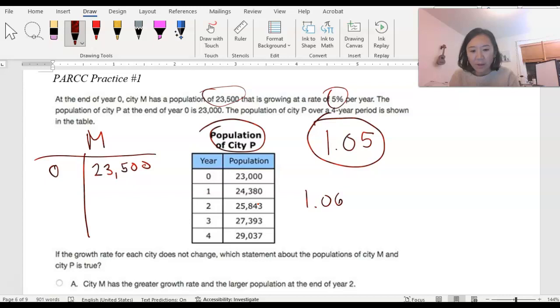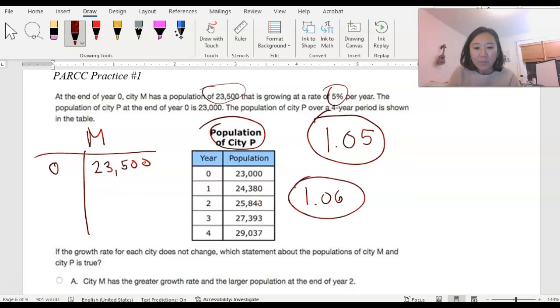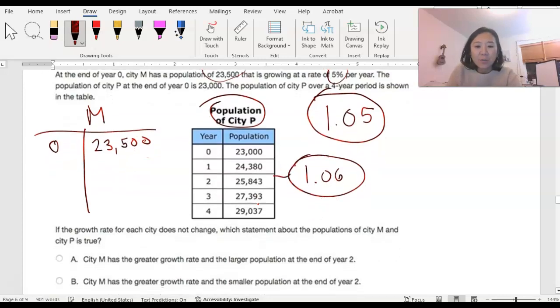Let's confirm that. 25,843 divided by 24,380 is 1.06000. So that's also close to that. All right, so the growth factor for here is 1.06, which means the growth rate is 6%, versus this one, which has a growth rate of 5%.